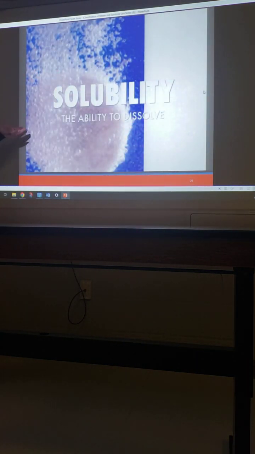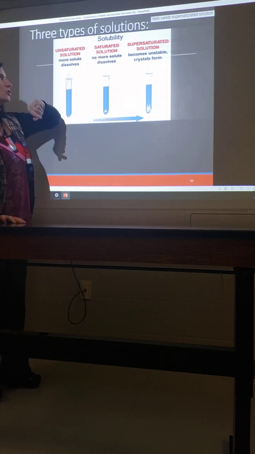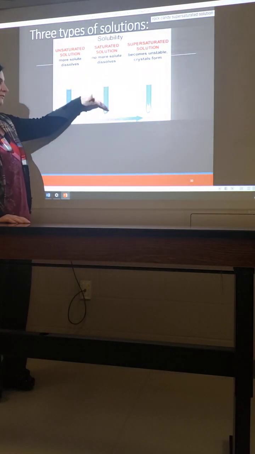All right, so solubility is basically just the ability to dissolve something. Okay, so we actually have three types of solubility or solutions, I guess. One where it's considered an unsaturated solution, where it can still hold more of that solute. We have a saturated solution where no more of the solute can dissolve, like it's totally full.